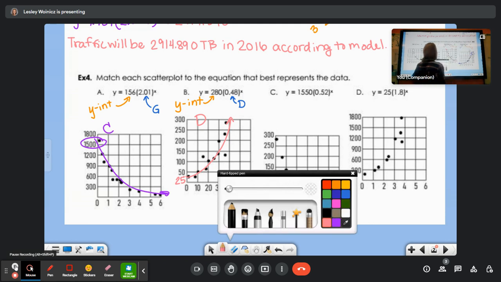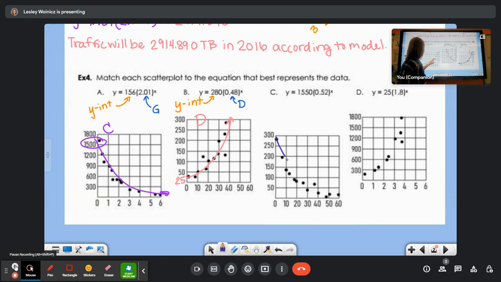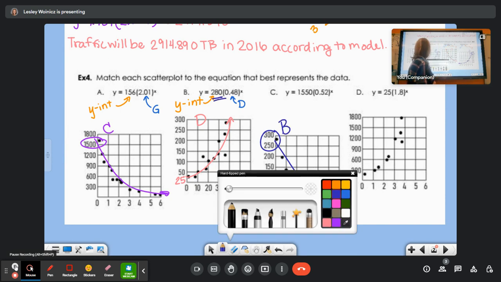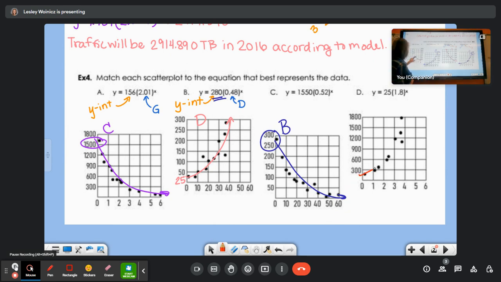For the third one, I have another decay, and it's hitting the y-axis in between 250 and 300. So that looks like a match for 280. This is probably B. Last but not least, I have another growth, and it looks like maybe about 150 for the y-intercept. That looks like a match for A. That's it.